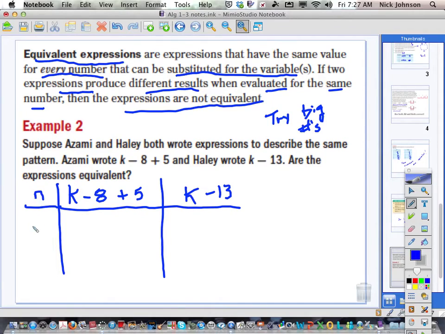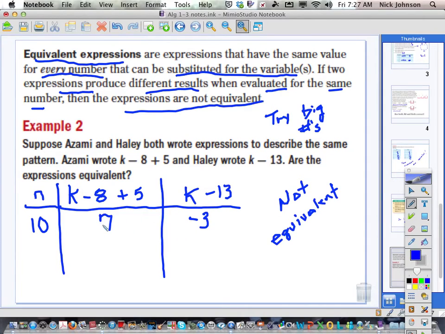So I'm going to put in the number 10. If I put 10 in here, 10 minus 8 is 2, plus 5 is 7. Notice I used a bigger number. If I put 10 in here, 10 minus 13 is a negative 3. Are these equivalent? No. Not equivalent. Because I put the same number in for both of them, and I did not get out the same number.